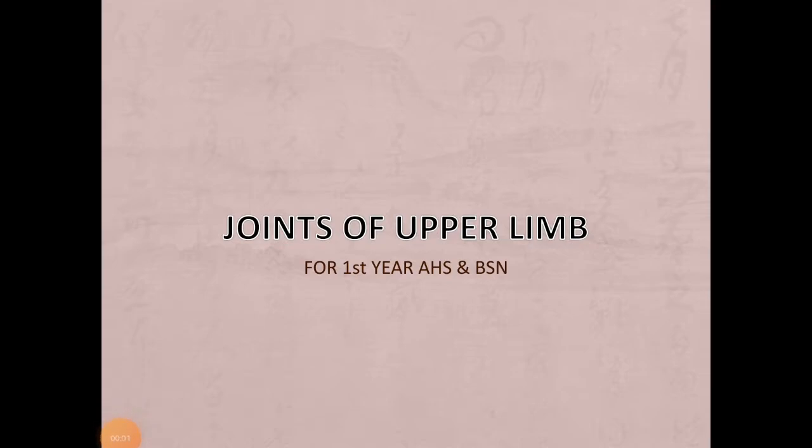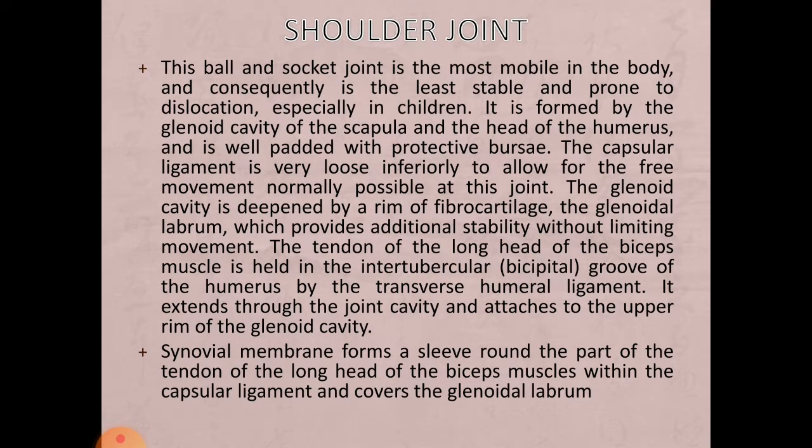Over today's lecture, we will talk about all the joints of the upper limb, starting with the shoulder joint. This is the most mobile joint in the body, and because it is the most mobile, it will be the least stable, but definitely it is to allow the maximum movement around the shoulder joint.